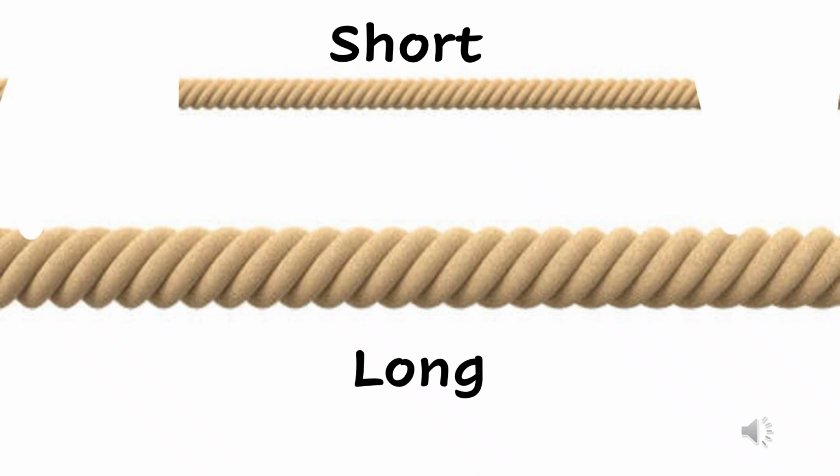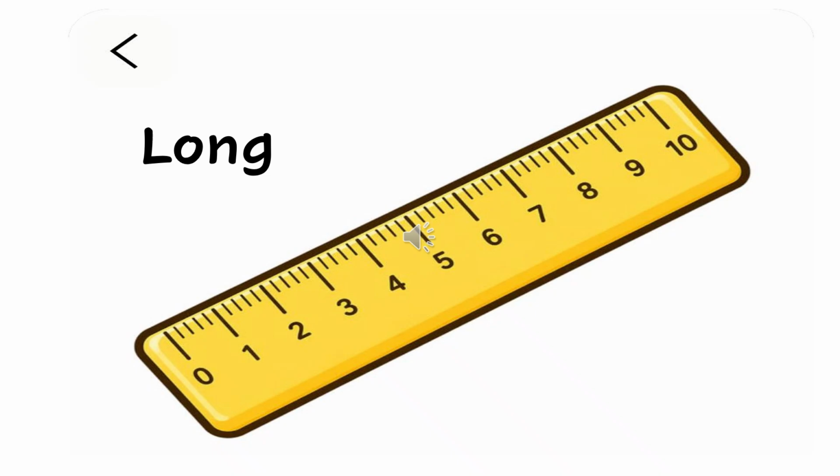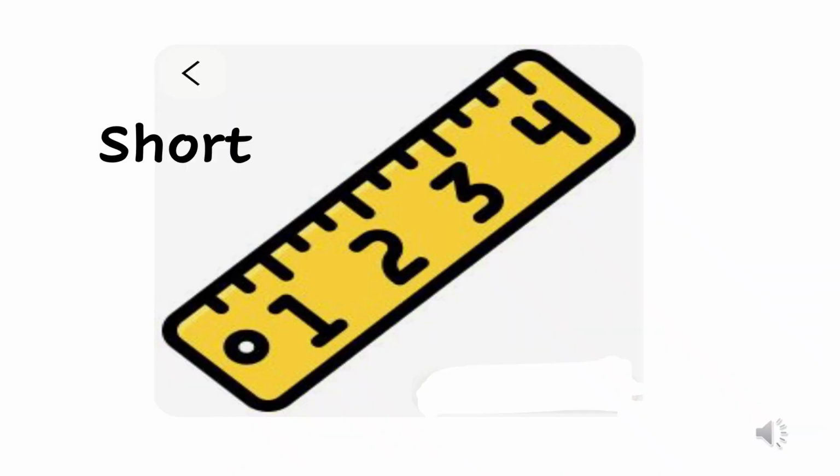For example, there are two ropes. One is short and one is long. Look, there are two pencils. One is long and the other is short. This ruler is long and this ruler is short.